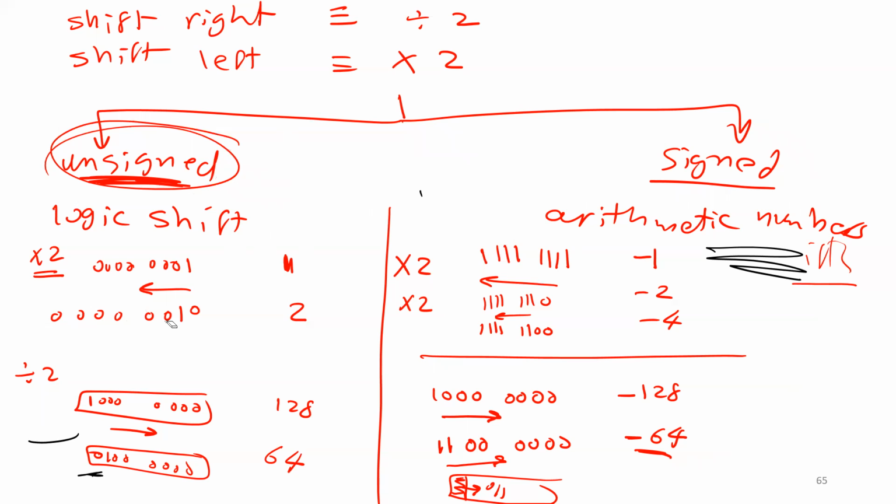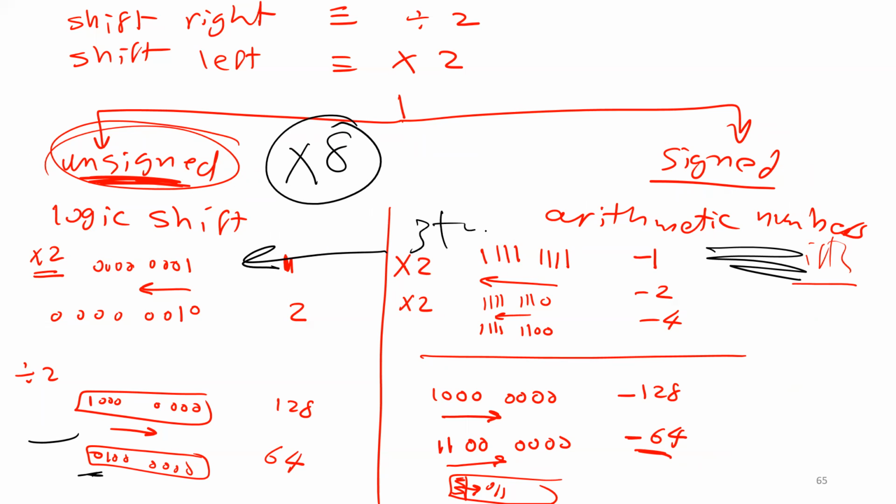For example, if I want to multiply by 8, multiplying by 8 means I have to shift left 3 times, right? Because when you shift 1 time, you multiply by 2. When you shift again, you again multiply by 2. So both of them, you multiply by 4. You got what I'm saying? So you are going to do something like that in the coming lab.